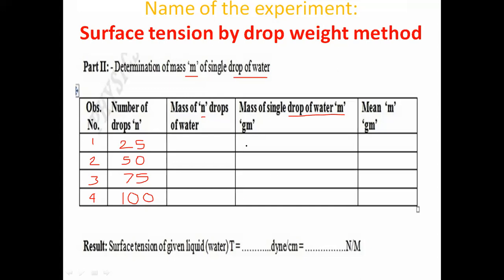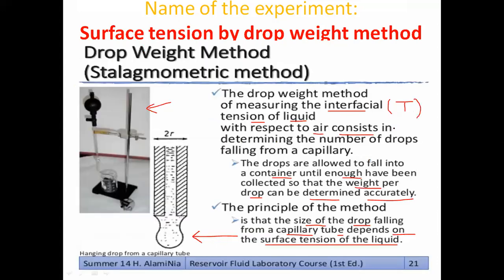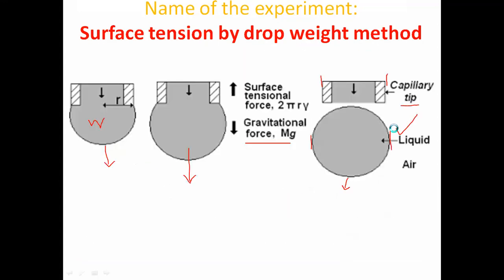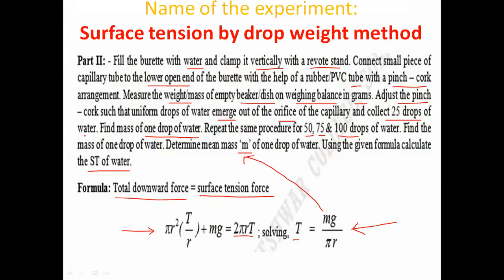Okay, so if you divide this column by this column, you will get the mass of a single drop of water here, here, here and here. So you got four values. With the help of these four values, you can find out the mean single value, that is the mean small m in grams of the water. And if you substitute the value of small m in this equation, T is equal to m g divided by pi r square.